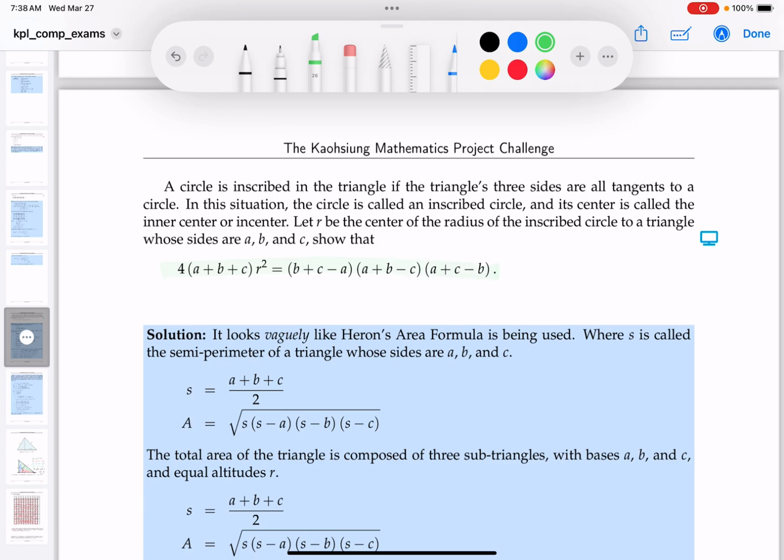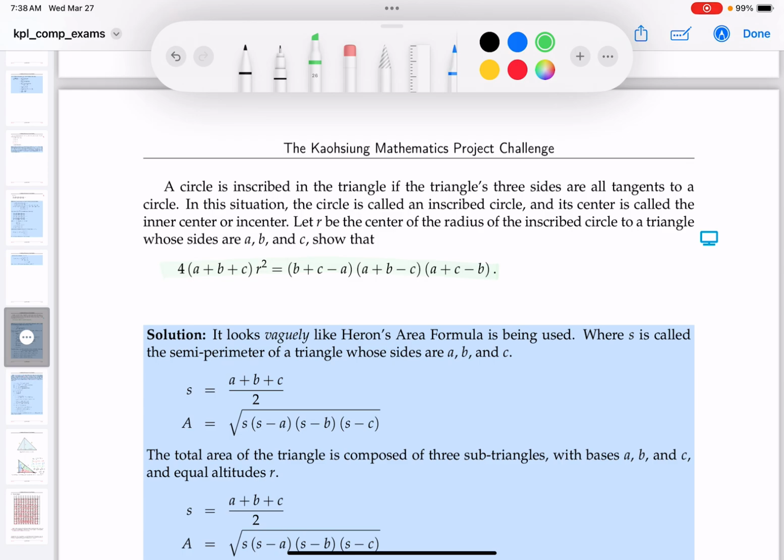It says a circle is inscribed in a triangle if the triangle's three sides are all tangents to a circle. All right, that's an inscribed circle, by the way. In this situation, a circle is called an inscribed circle, and its center is called the incenter. Let R be the center.